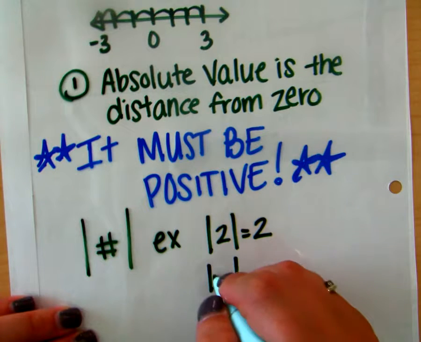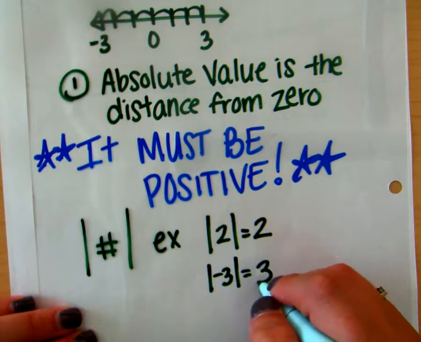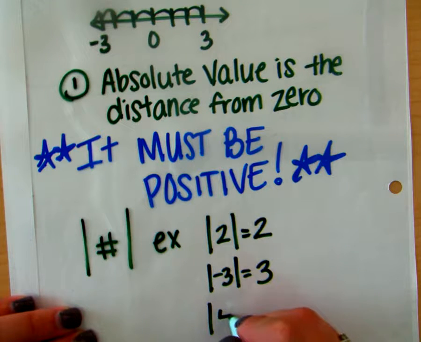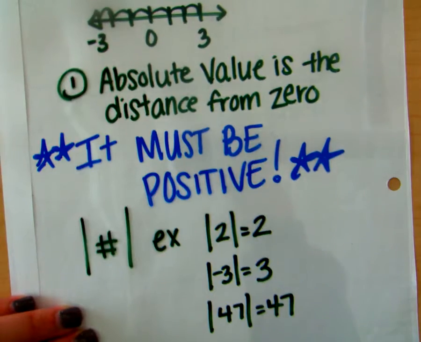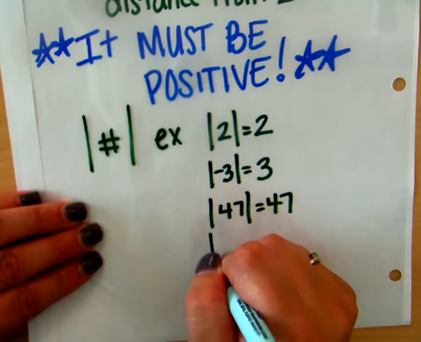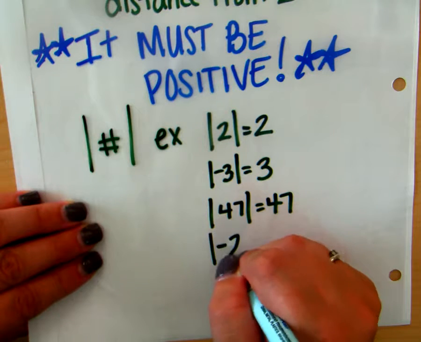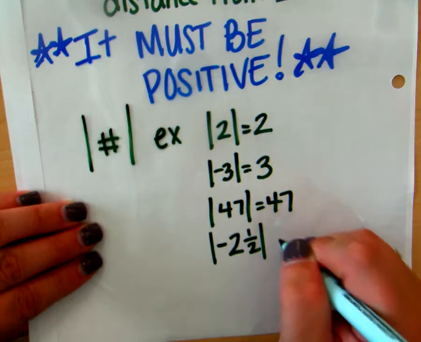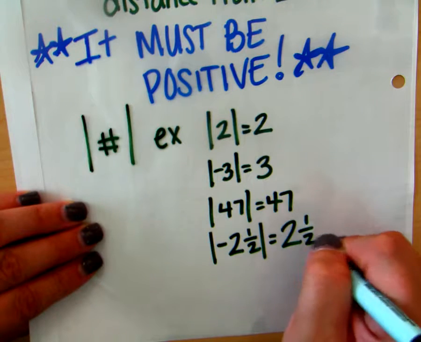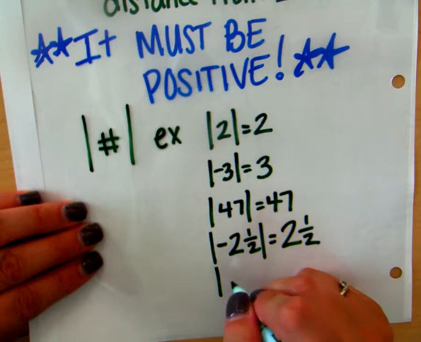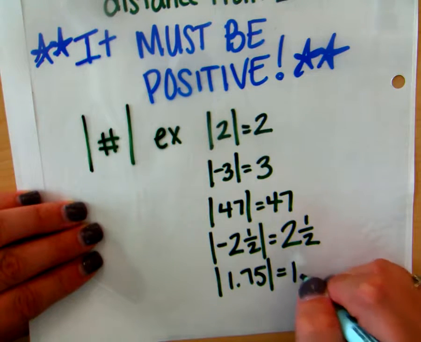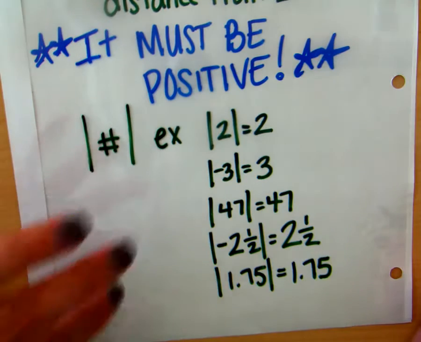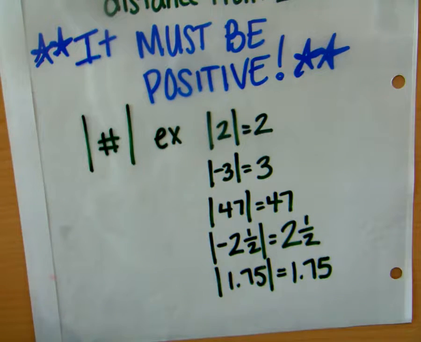The absolute value of -3 is 3. The absolute value of 47 is 47. The absolute value of -2.5 is 2.5. The absolute value of 1.75 is 1.75. Because no matter what, the answer must be positive because it's a distance.